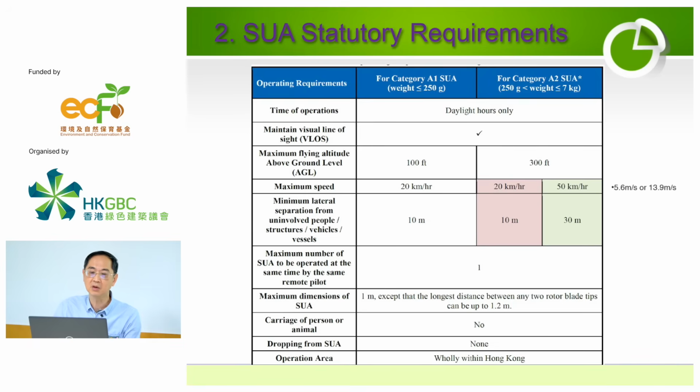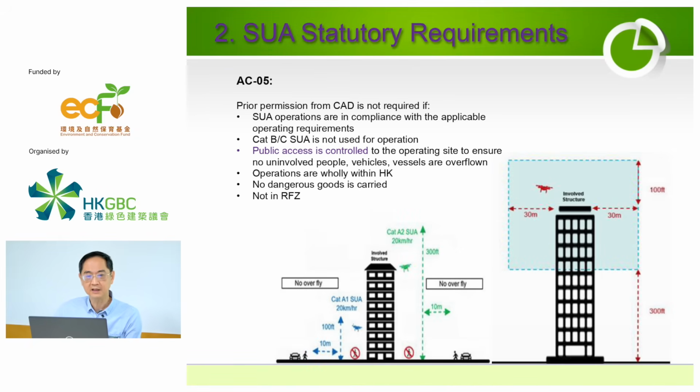But make sure your SUA is less than 250 grams. For A2, you can fly higher, up to 300 feet. The speed is 20 km per hour. If you are flying fast, then you cannot keep too close; it should be 30 meters. But why would we fly so fast? Because we are going to do photogrammetry or aerial survey. So the other ones, I skip.